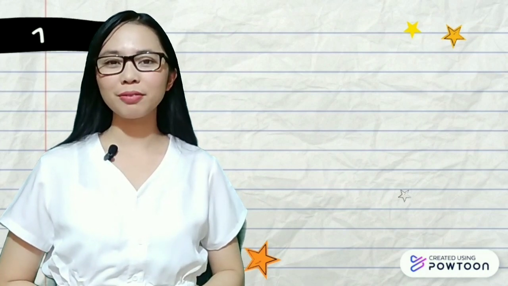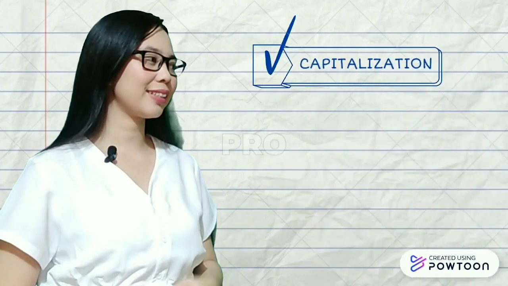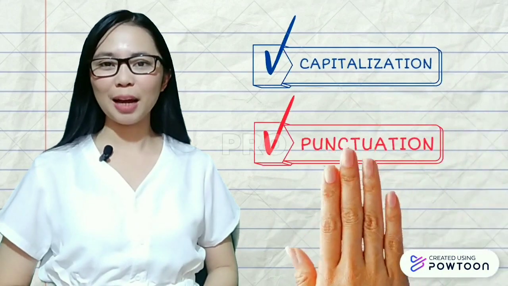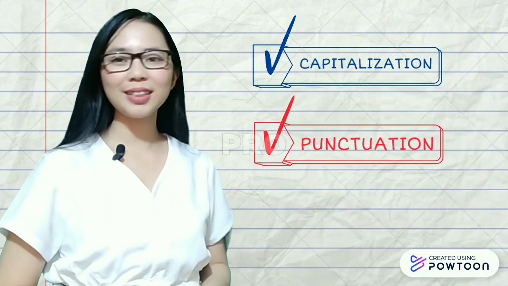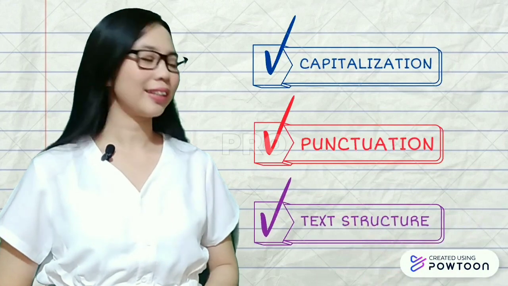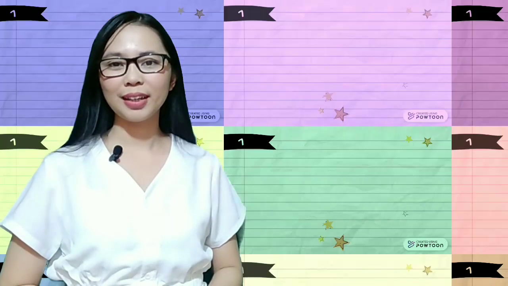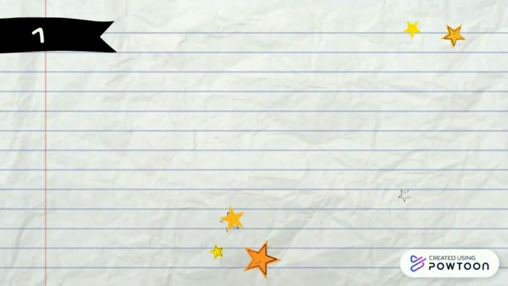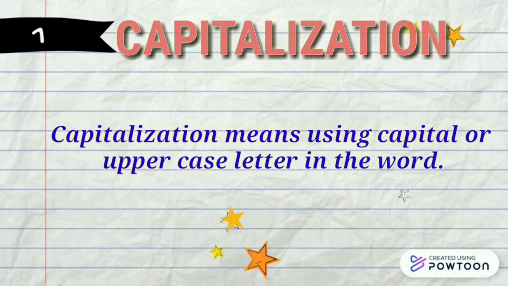Well, when you want to write a letter, there are three things that you need to pay attention to. Number one is capitalization. Number two is punctuation, and number three is text structure. Let's see the explanation. Number one is capitalization. It means using a capital or uppercase letter in a word. Let's see some rules of capitalization.